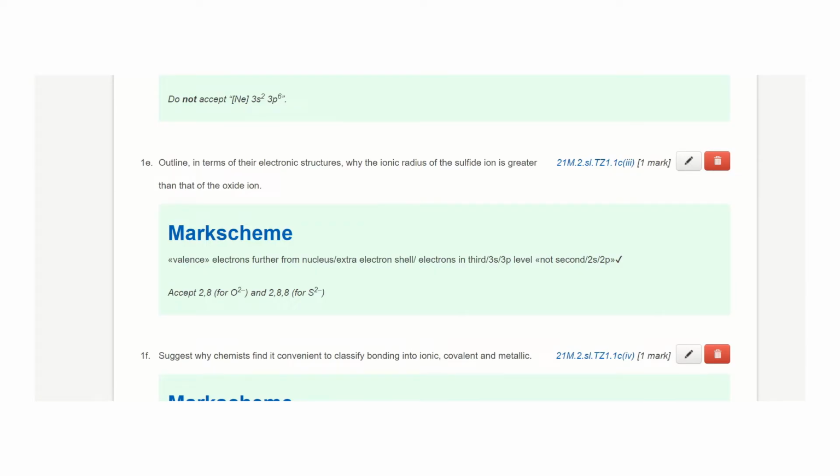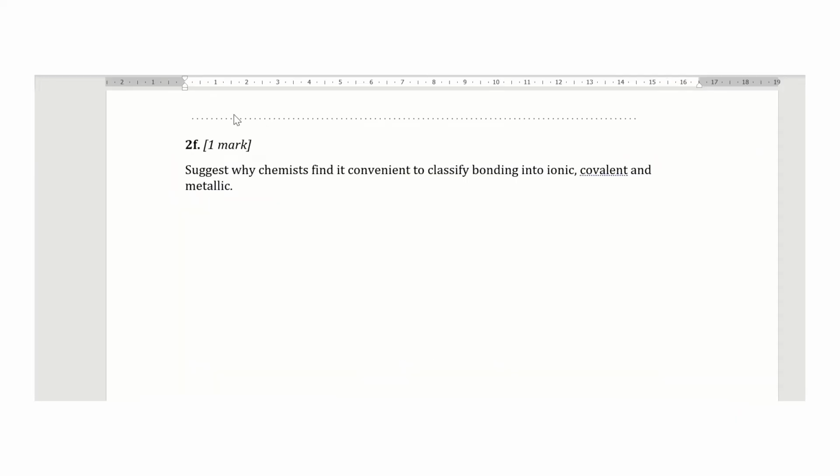The next question is asking you to suggest why chemists find it convenient to classify bonding into ionic, covalent, and metallic. Now, this question is an open question and it's basically common sense. It's getting you to think about why we classify things. We classify things because it makes it easier for us to understand properties, to make predictions, to generalize, etc. Which is exactly why we do that to the different types of bonds.